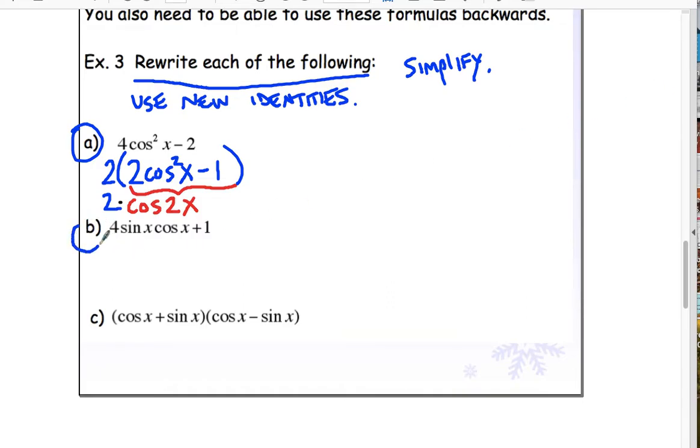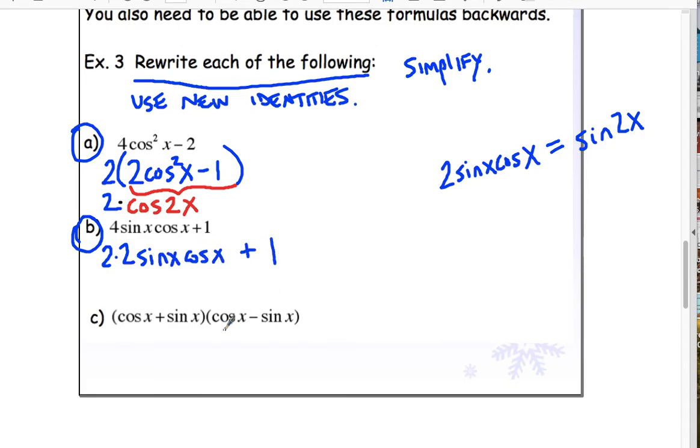For B, looking at that, first of all, there's nothing common that we can factor out. I see 4 sine x cosine x, and one of the new identities is 2 sine x cosine x. That would equal sine of 2x. Now, we have something close. We have 4 sine x cosine x. I could be clever though, and I could write 4 as 2 times 2, and then I would have that sine x cosine x.